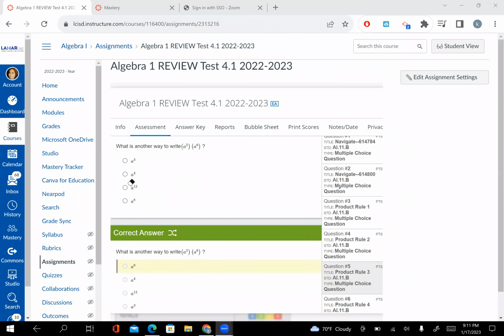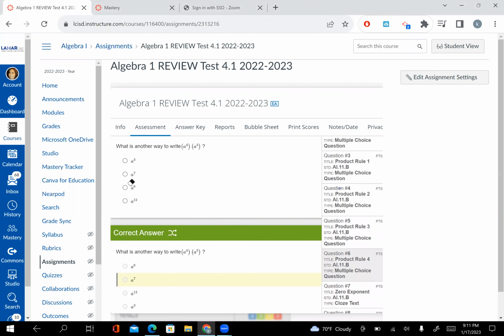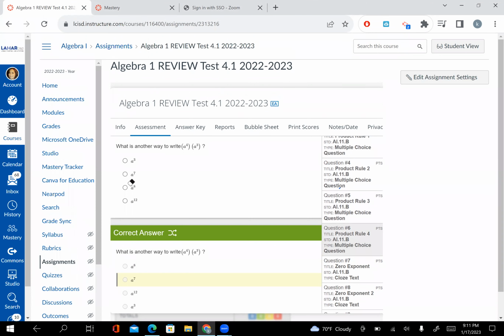Okay, so our next question here, question 6. All right, so question 6 is just like the one that we just did here. So we see two sets of parentheses next to each other. So that means that we are multiplying. So what are we going to end up doing with our exponents? We're going to end up adding. So if you do 4 plus 3, you would get 7. So we would get a to the power of 7.